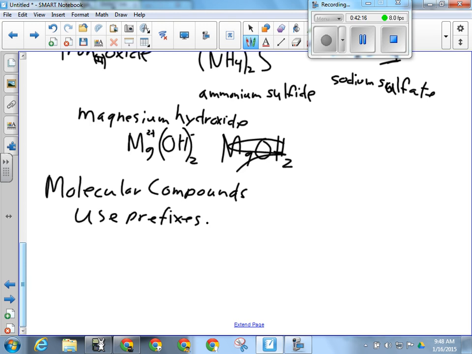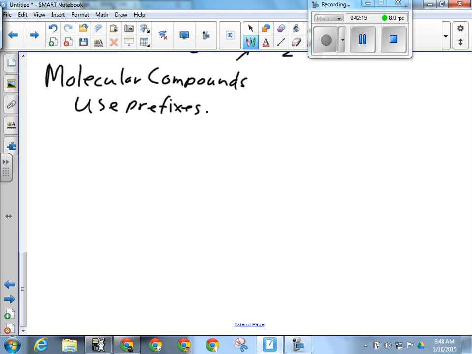They don't swap them. So what we have to look for then, if we're naming, let's say we have this compound, P2O5. What's P stand for? Phosphorus. Phosphorus, but it's got a 2. Diphosphorus and pentaoxide. Right. I mean, molecular ones, really, if you remember the prefixes, are pretty easy.